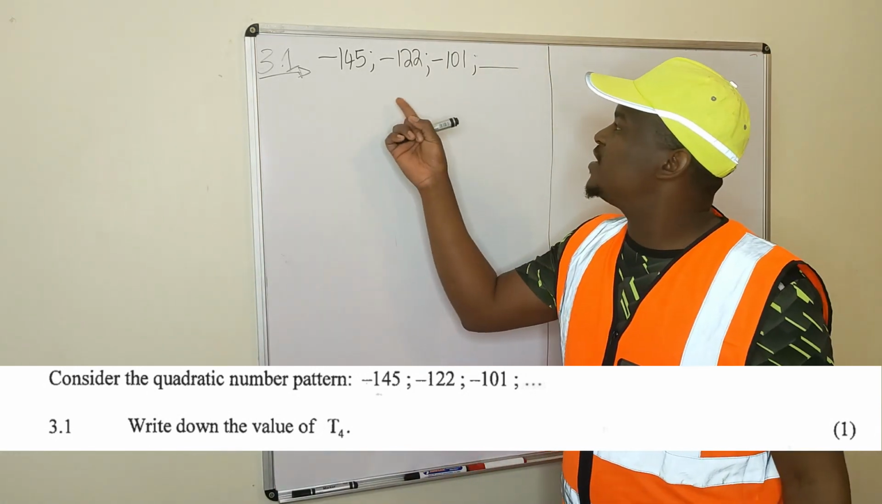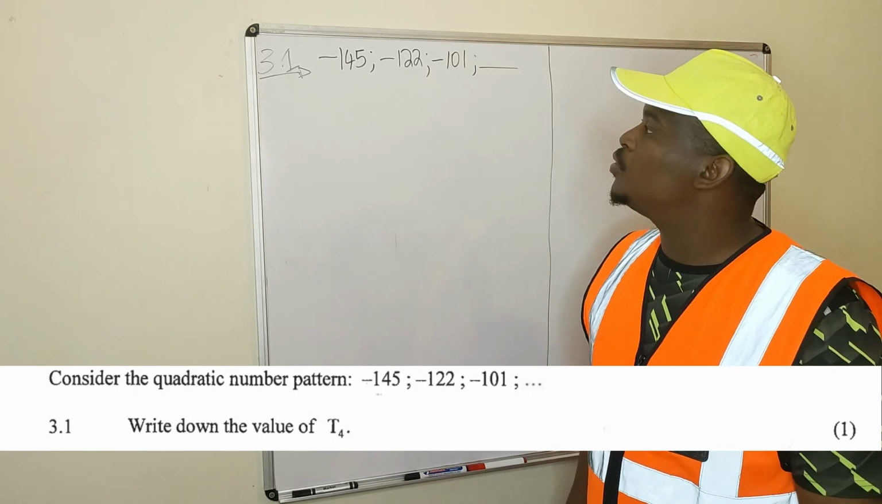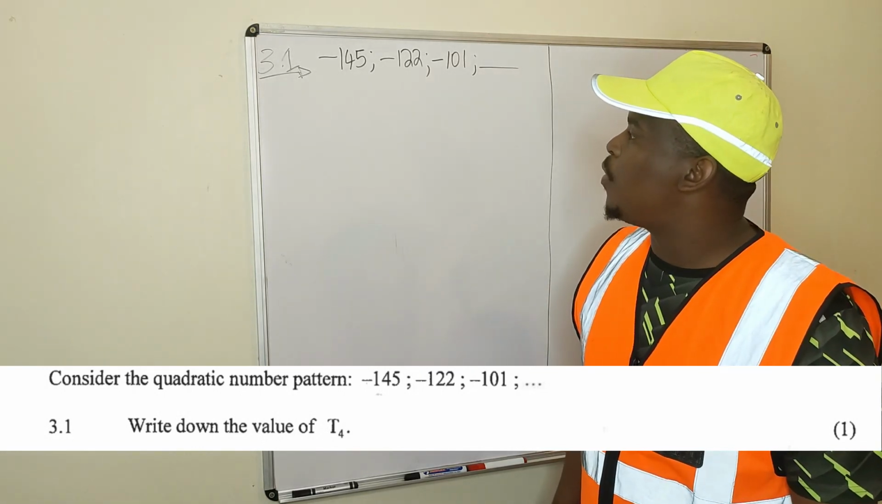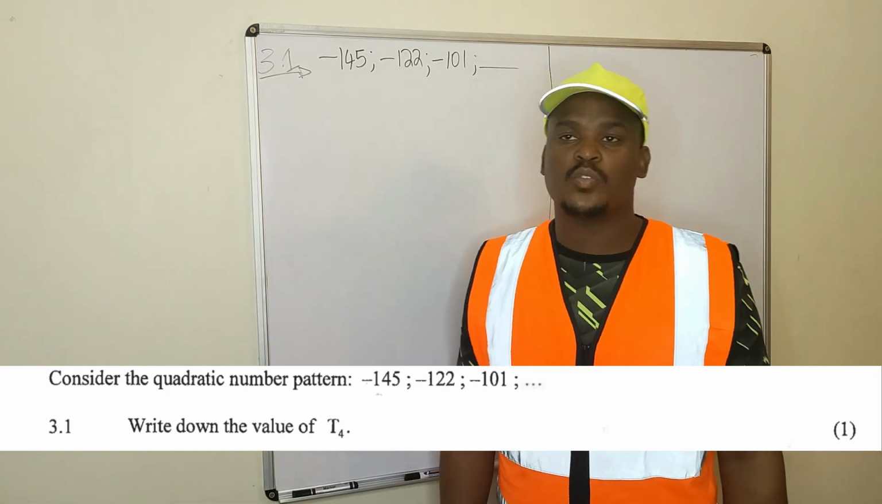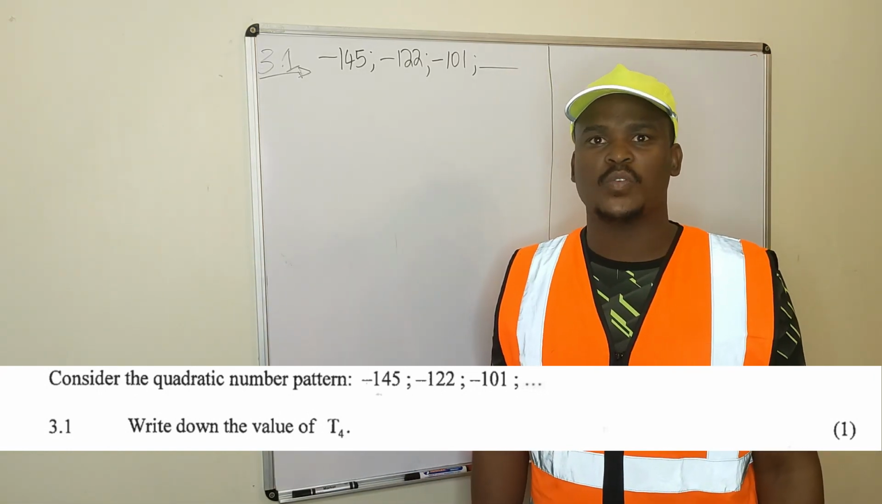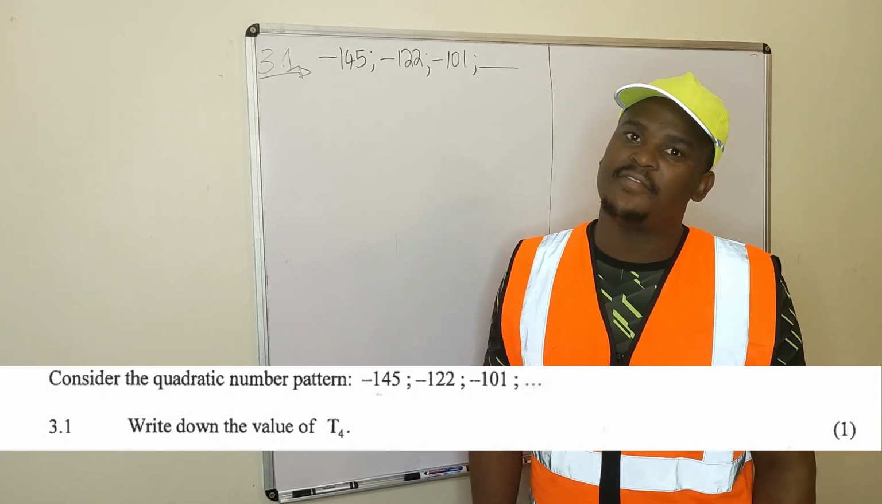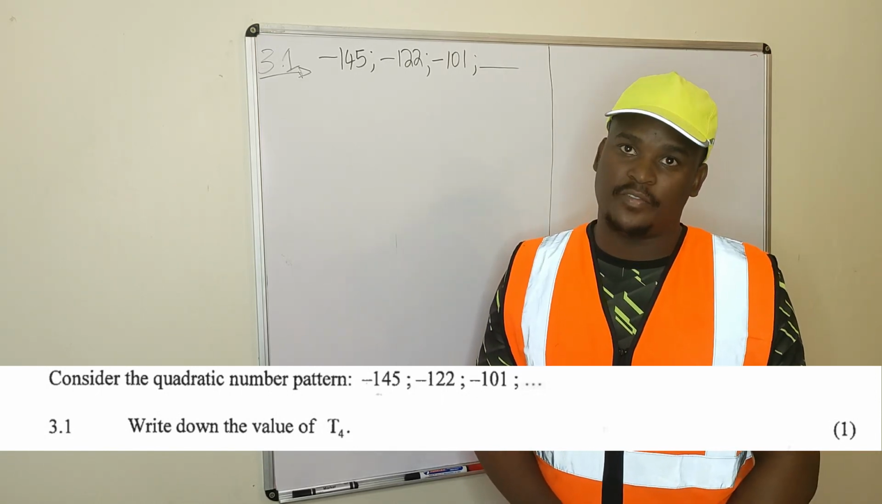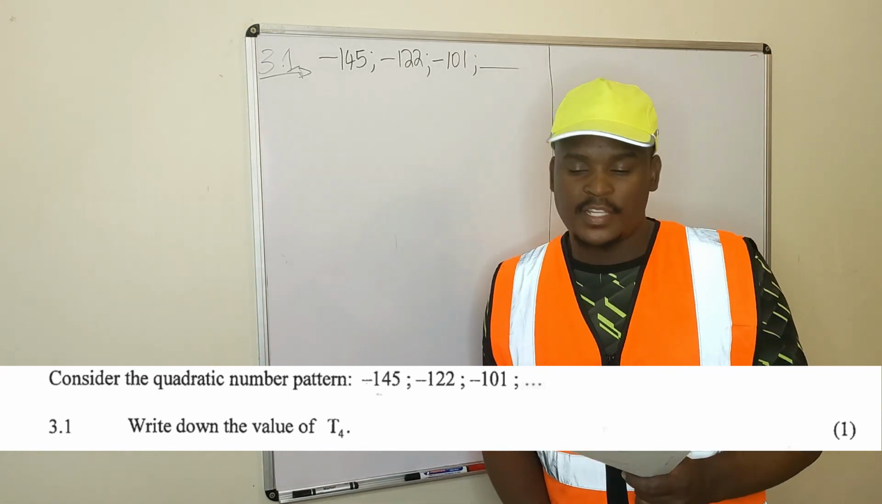So we are given this pattern here and you're told it's a quadratic pattern. So what do you know about a quadratic pattern? You know that the nth term is Tn equals an squared plus bn plus c, and it has a second common difference. That's what you know about the quadratic pattern. So let's go to 3.1.